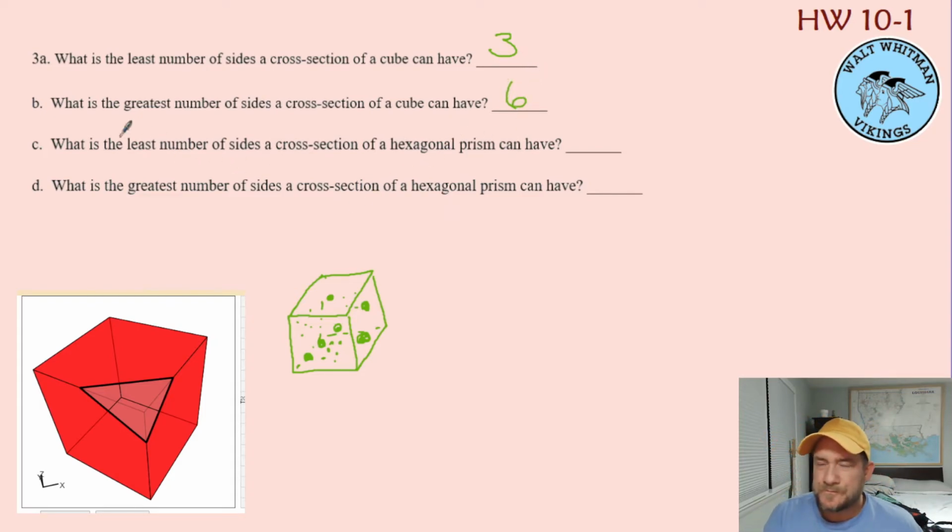Part C says, what's the least number of sides that a cross-section of a hexagonal prism can have? Well, that's still going to be 3, because I don't really care how many sides we have.